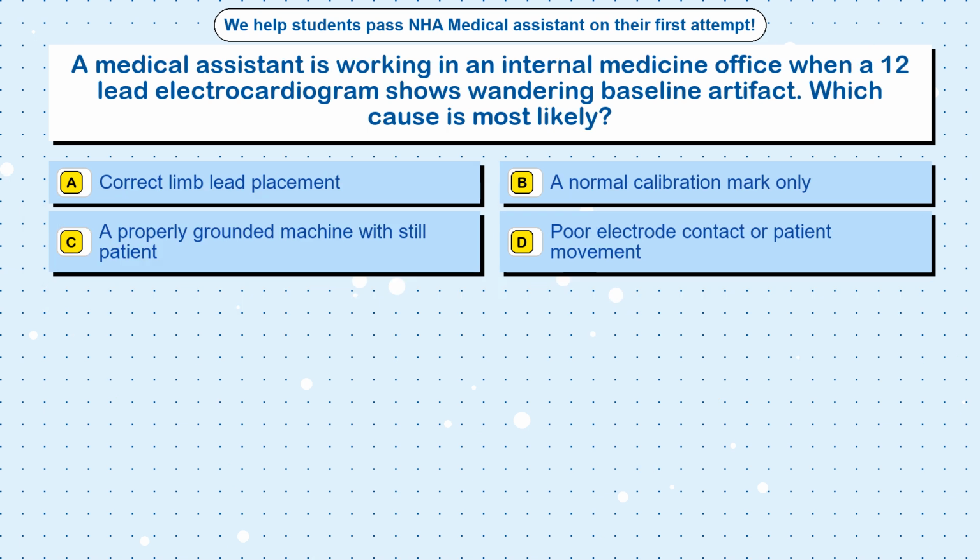Question 34. A medical assistant is working in an internal medicine office when a 12-lead electrocardiogram shows wandering baseline artifact. Which cause is most likely? Option A, correct limb lead placement. Option B, a normal calibration mark only. Option C, a properly grounded machine with still patient. Option D, poor electrode contact or patient movement.